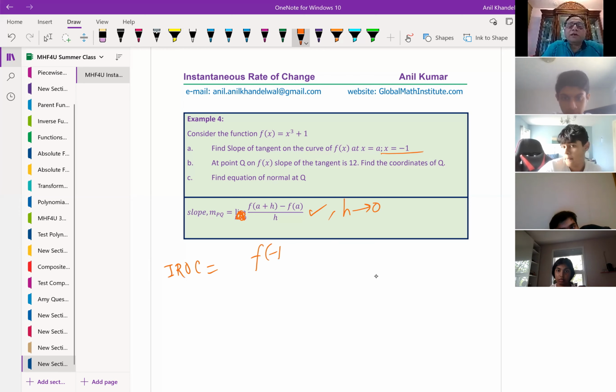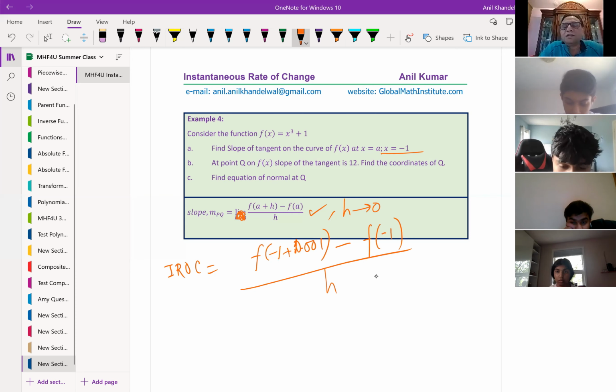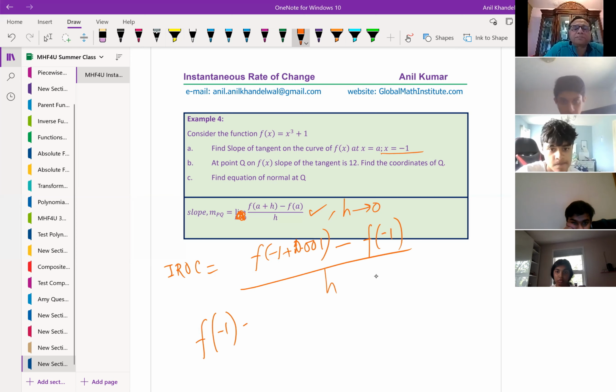So we are writing a plus h. A is -1, correct? And h is, let's write 0.001. Is that clear to you? Minus f of -1 over h. Is that clear to you? Substitute the value in the equation, which is, you could calculate separate. You would calculate what is the value of f of -1. F of -1 is -1 cube plus 1, which is 0. Is that clear to you?